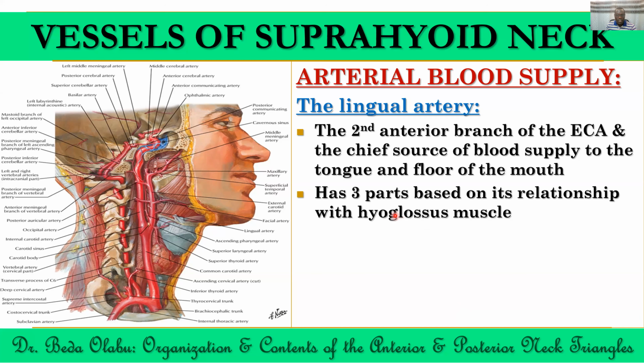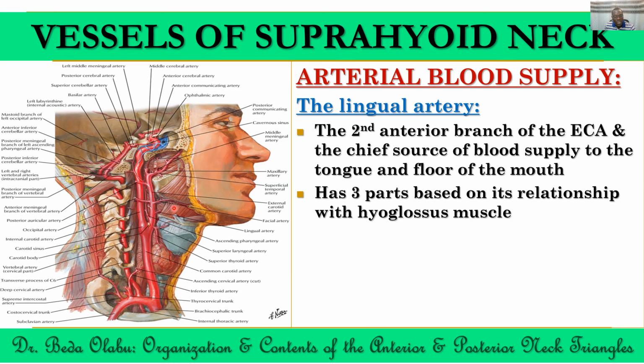The lingual artery can be considered to have three parts based on its relationship with the hyoglossus muscle. So if this is the external carotid, this is the superior thyroid, that second anterior branch is the lingual artery. As we can see, once the lingual artery has been given off from the external carotid, it passes medial to the hyoglossus muscle. So the segments would be the region before that posterior border of hyoglossus, that is part 1 or segment 1 of lingual artery.